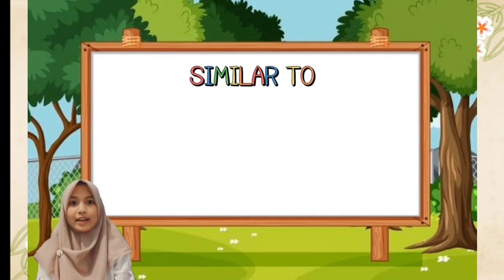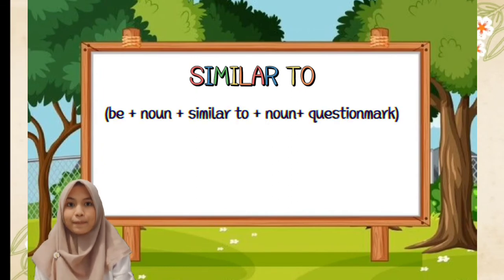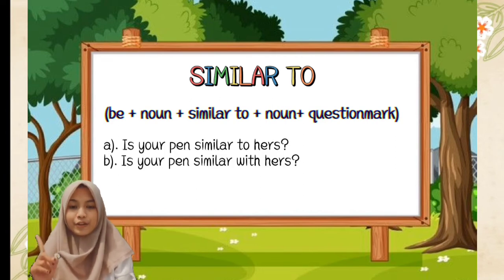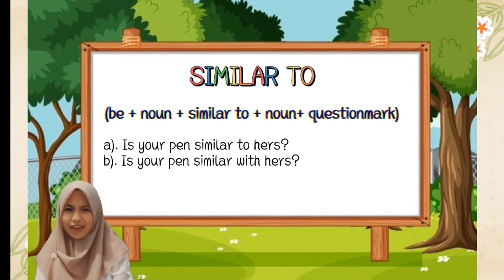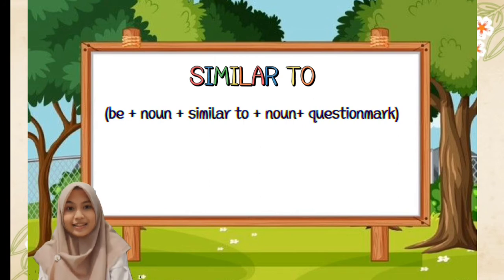To create a question sentence, use the formula be plus noun plus similar to plus noun plus question mark. For example, first, is your pen similar to hers? Second, is your pen similar with hers? Let's check them against the formula.